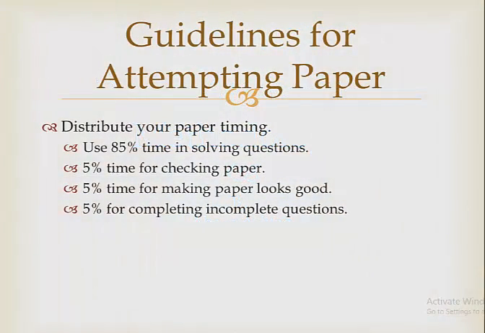Okay, so the first thing you need to do when you get the question paper is you need to distribute your paper timing. So remember these four things. You need to keep 85% of the time for solving the questions in your question paper, 5% of the time for checking the paper, 5% of the time for making the paper look good, for lining and all these things, and 5% of the time for completing the incomplete questions.